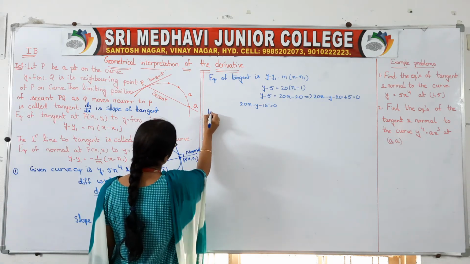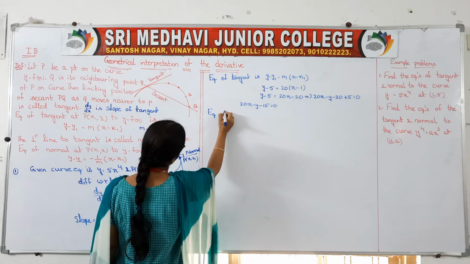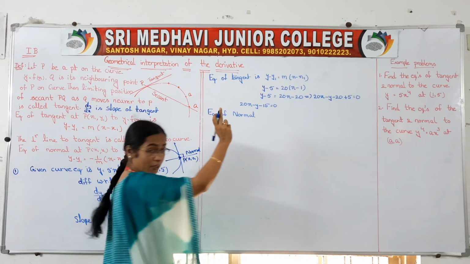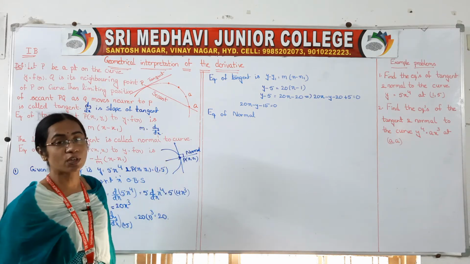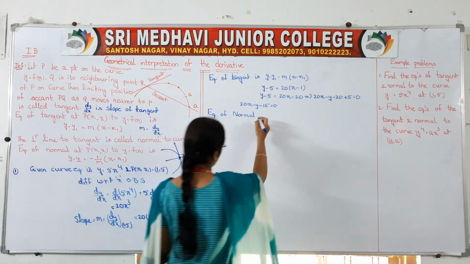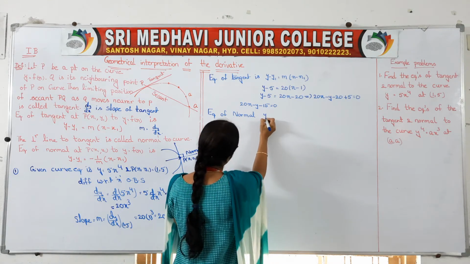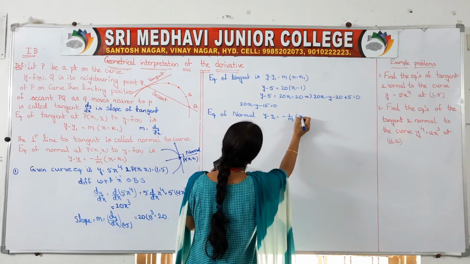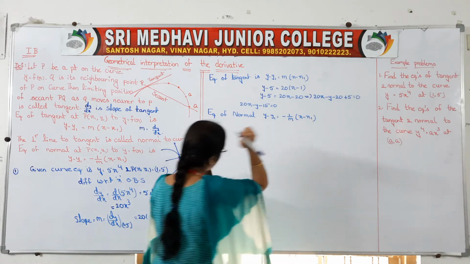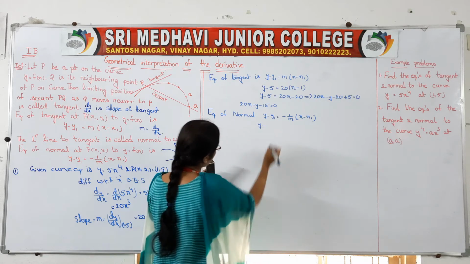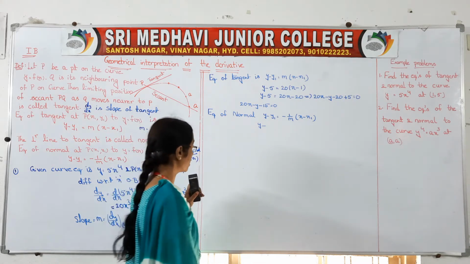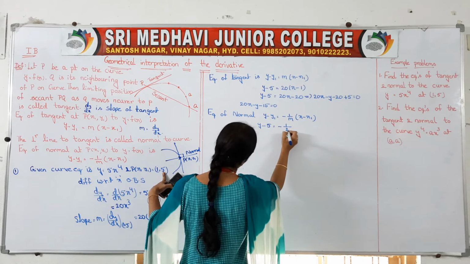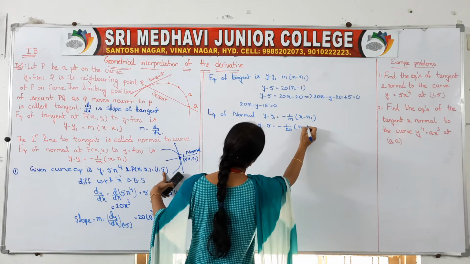Next you take the equation of the normal. What is the formula for the equation of the normal? Marks will be there for the formula. First you have to write the formula, then you have to substitute. Equation of normal is y minus y1 is equal to minus 1 by m into x minus x1. So y minus y1, where y1 value is 5, is equal to minus 1 by m, we got it as 20, into x minus 1.